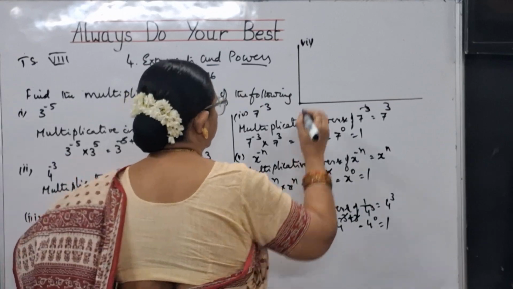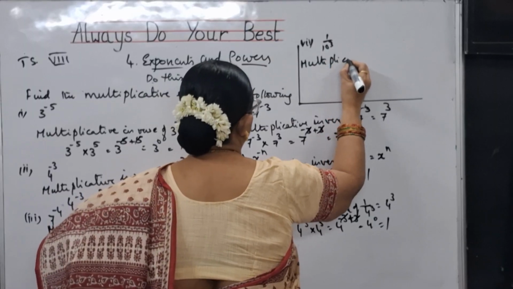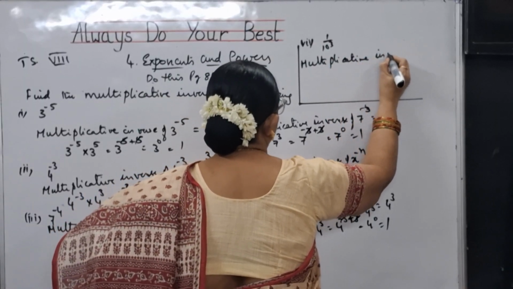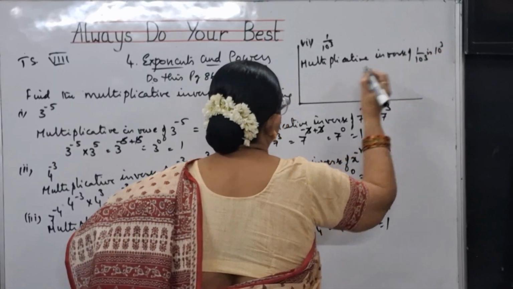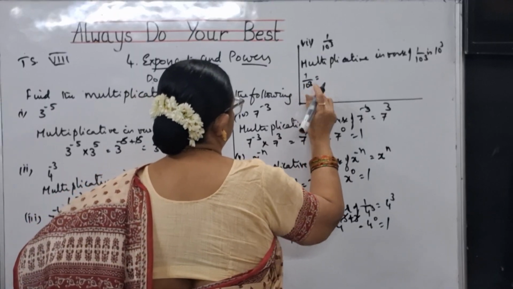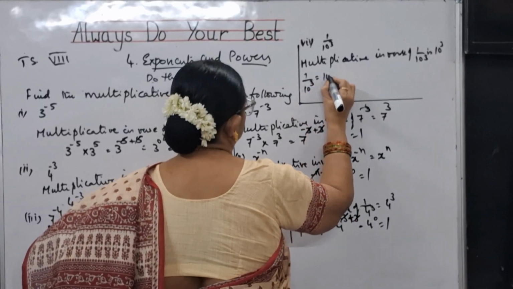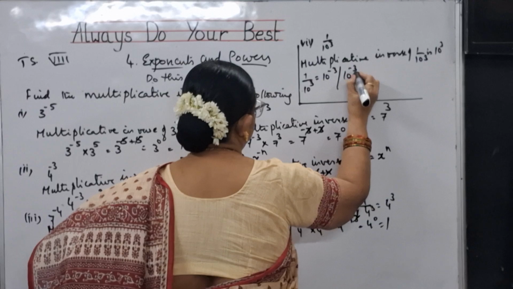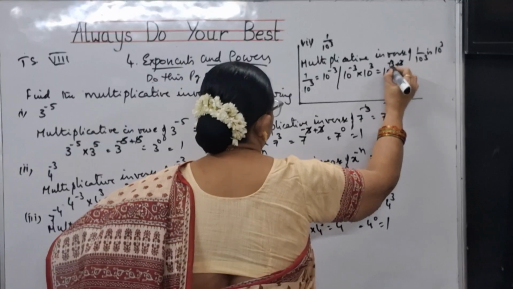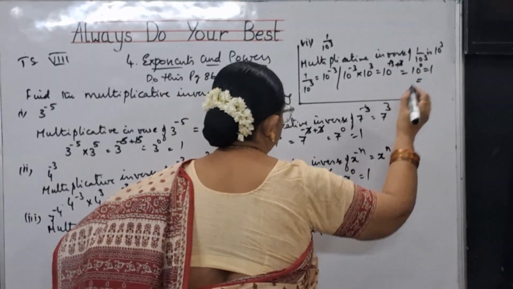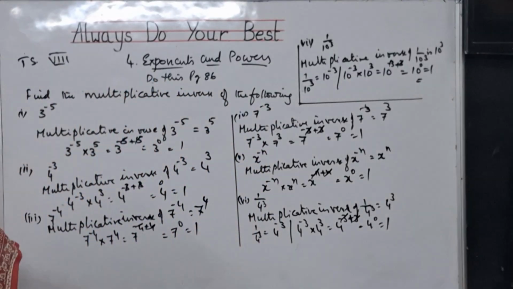So, the seventh bit is 1 by 10 to the power of 3. So, the multiplicative inverse of 1 by 10 to the power of 3 is 10 to the power of 3. Why? 1 by 10 to the power of 3 can be written as 10 to the power of minus 3. So 10 to the power of minus 3 into 10 to the power of 3 is 10 to the power of minus 3 plus 3. These two will get cancelled. 10 to the power of 0, that is equal to 1. So these are the answers for the "Do this" sum, children. Please copy.